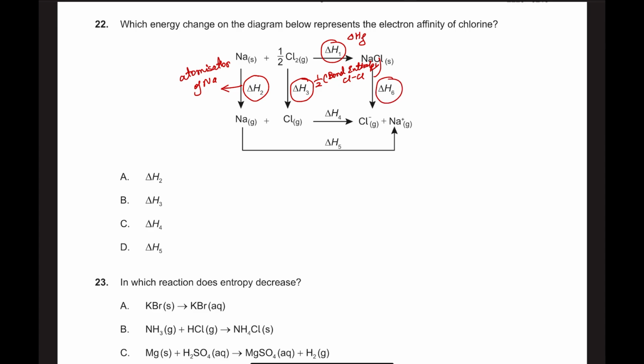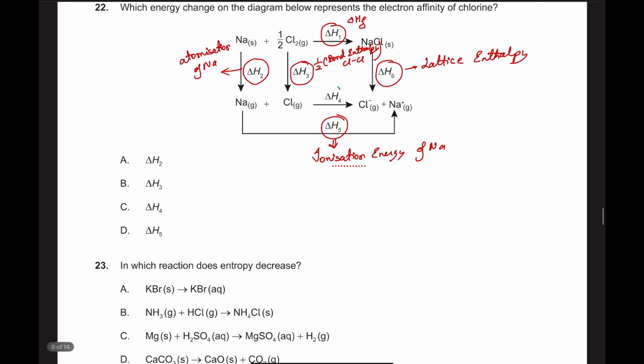Na+ and Cl- ions in the gas phase, this is the lattice enthalpy. Sodium to Na+, this is the ionization energy of sodium, the first ionization energy of sodium. And delta H4 is the electron affinity of chlorine, the energy released when chlorine absorbs an electron. So the answer is option C.